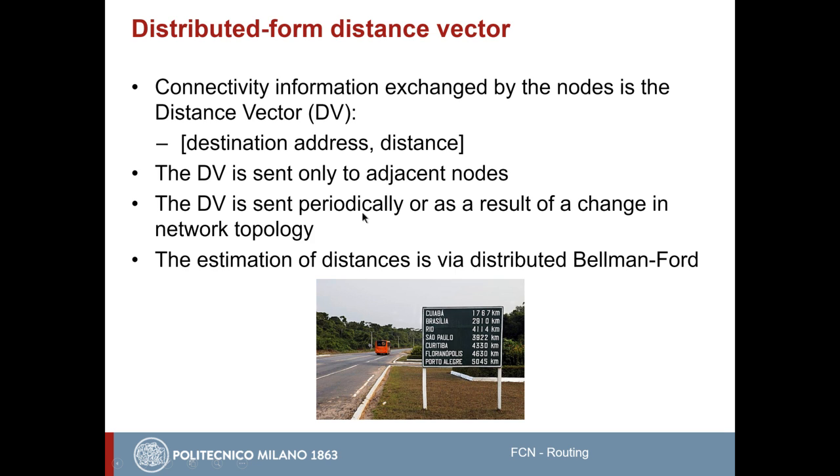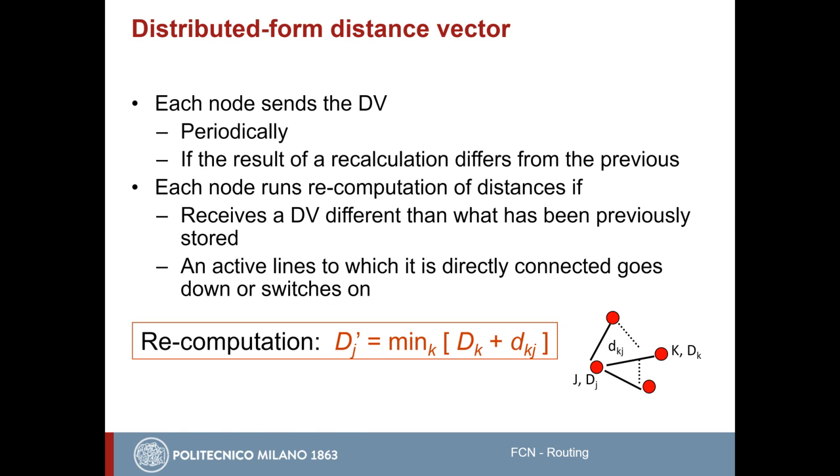The distance vectors are only sent to the adjacent nodes, so the neighbors, and they are sent periodically or as a result of a change of network topology. So when a node decides to change its estimation of distances towards the destinations, this node will send an update to all its neighbors. So the node sends a distance vector periodically or as a result of recalculation. We have already said that.